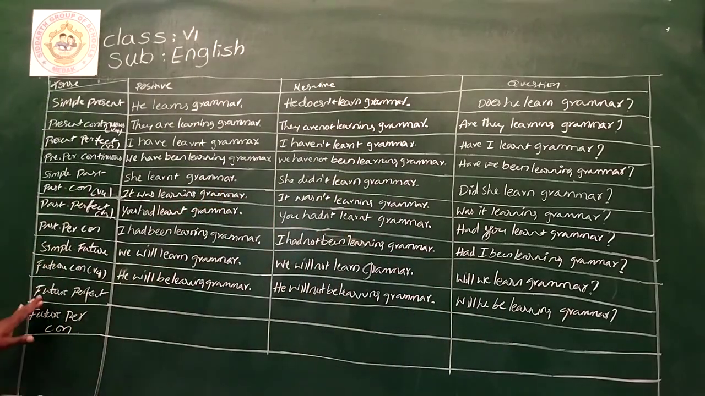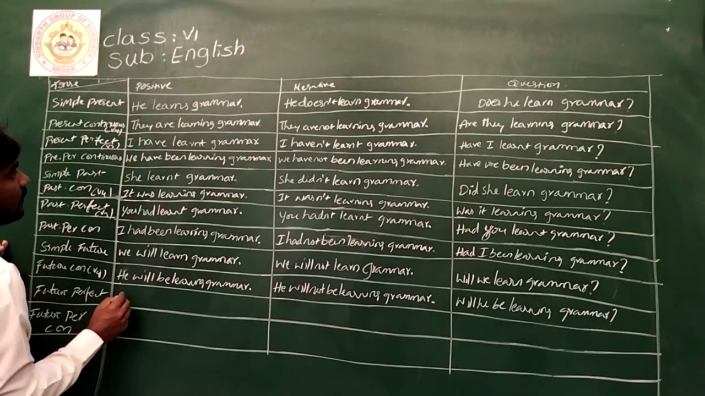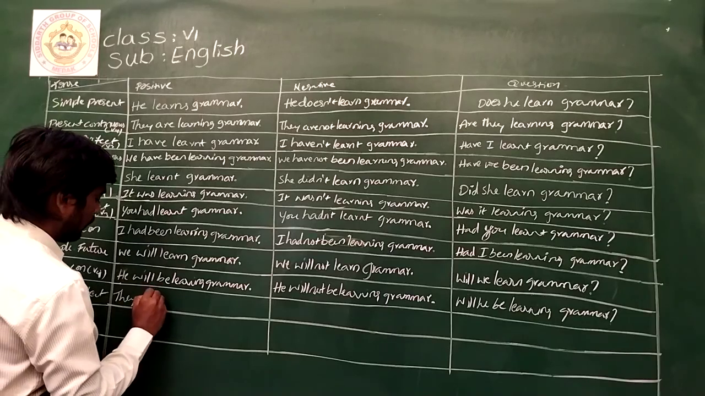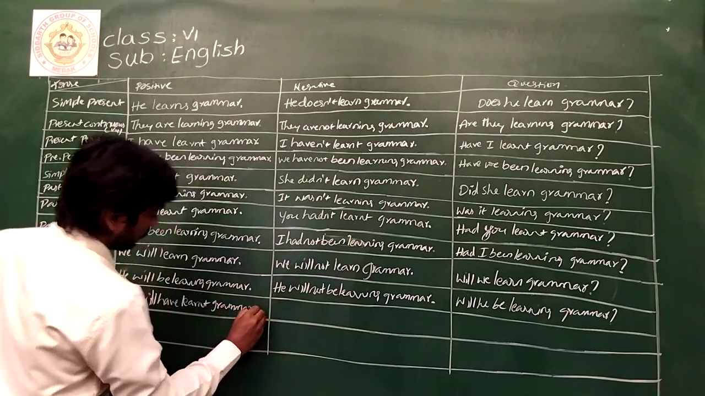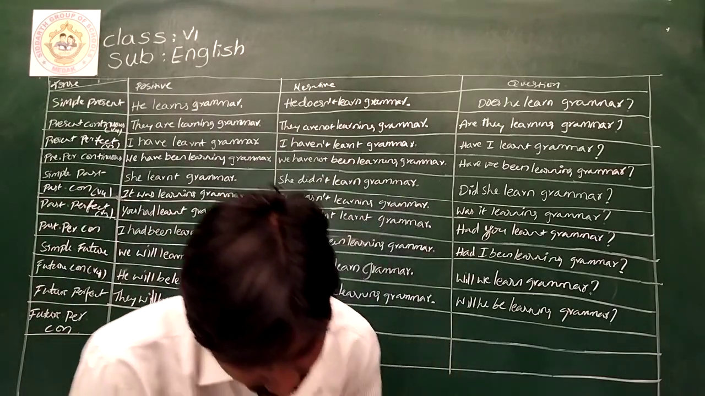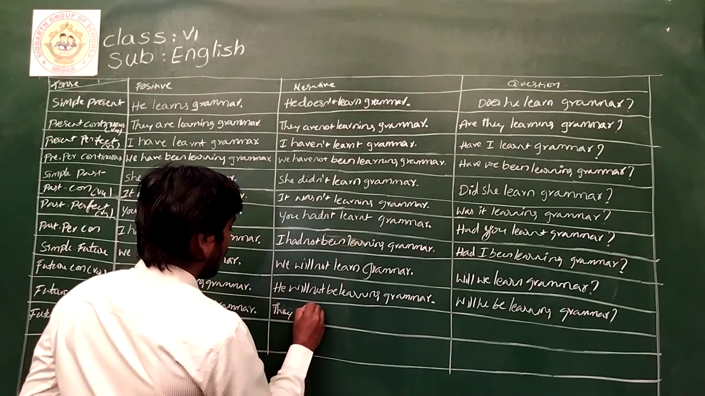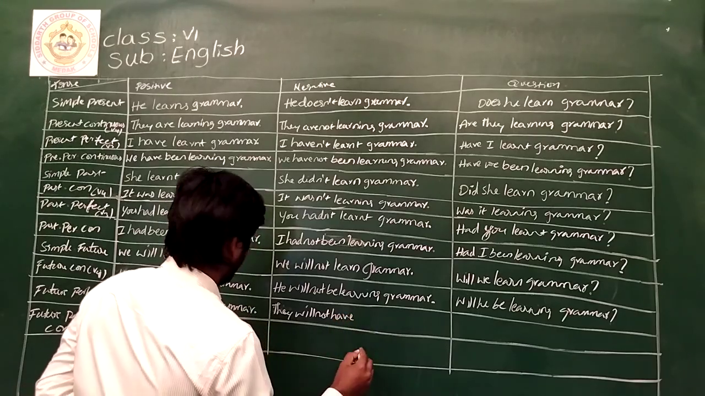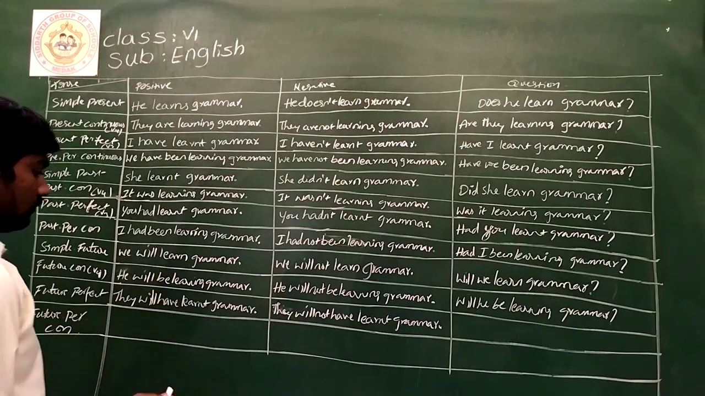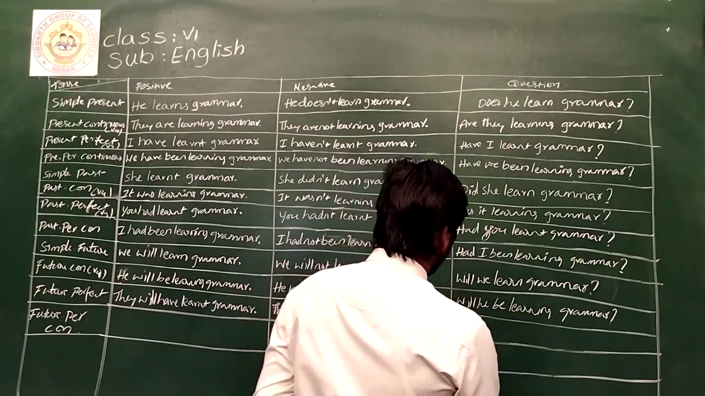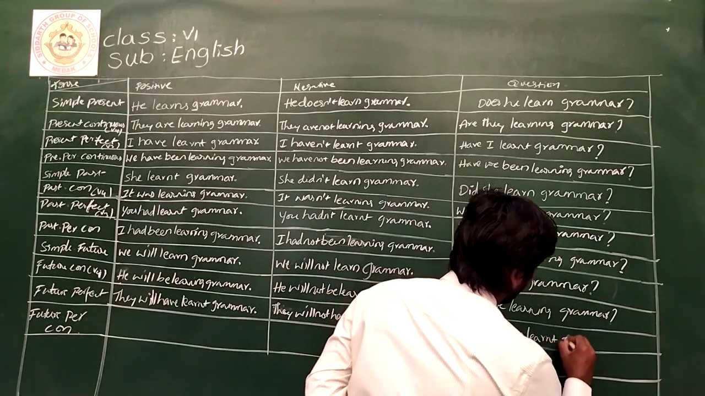Next, future perfect: subject plus will have plus V3. So I, we, you, she, they will have learnt grammar. They will have learnt grammar. Next one, use not. They will not have learnt grammar. Next one, auxiliary verb is will, right? Will they have learnt grammar?